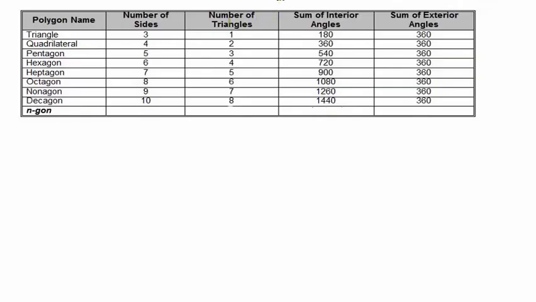So if we let n be the number of sides, like such, then the number of triangles is always n minus 2. You can see that here. 3 minus 2 is 1, 4 minus 2 is 2, etc.